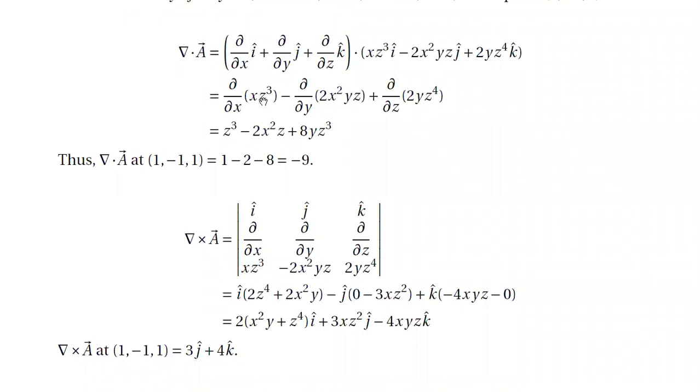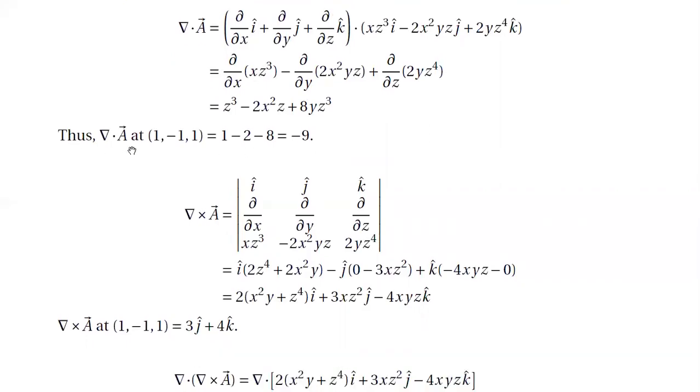So if you solve this, if you differentiate this term here, you get z³. If you differentiate the next term with respect to y partially, you get minus 2x²z. If you differentiate the next term partially with respect to z, you get 4 into 2, 8yz³. So this is your last term.